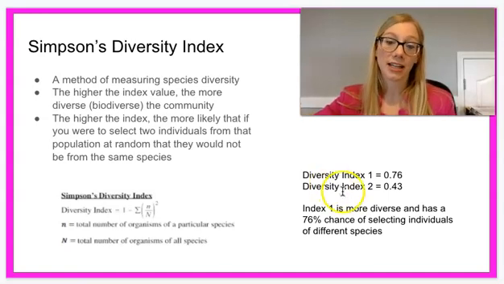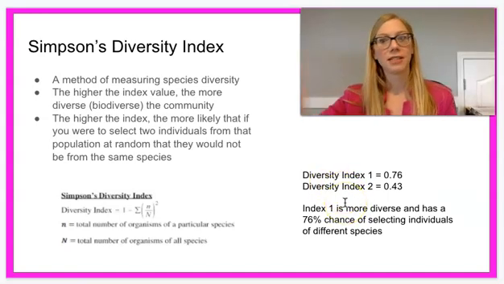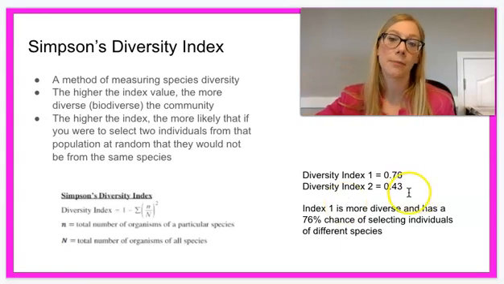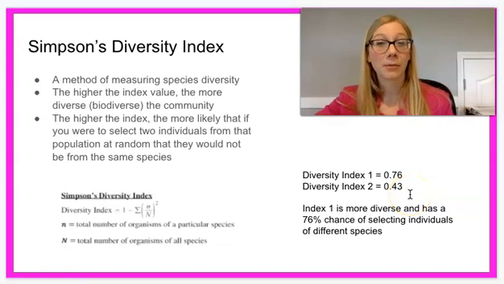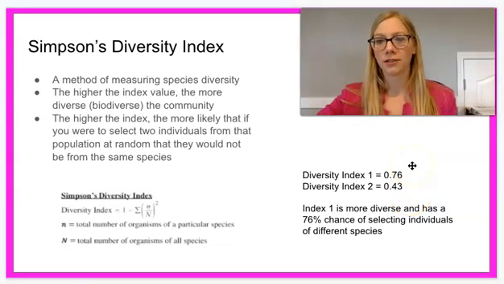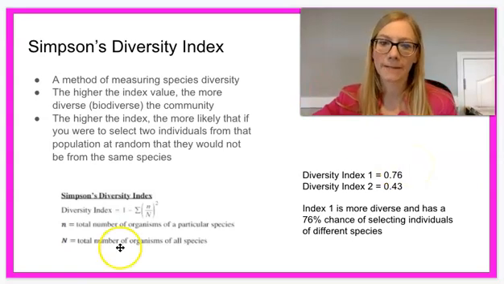On the other hand, here's a diversity index of, say, area 2, probably the same amount of space, just things we're comparing, and we got 0.43. That'd be like saying 43%. So area 1 would be more diverse than area 2, right?